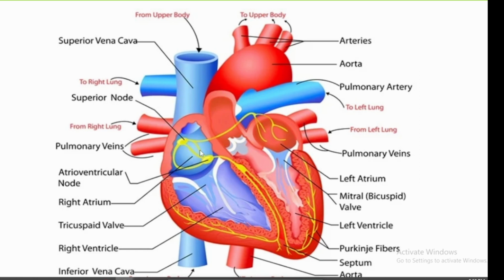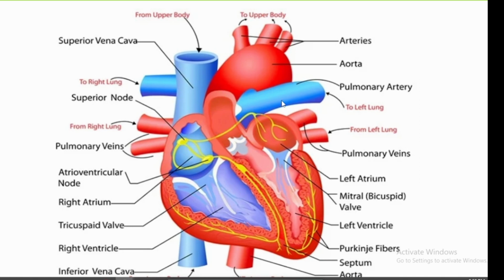Sorry guys, I'm even using my hands to show. So into the right atrium. Then on contraction of the right atrium, blood will move through the tricuspid valve, also known as the right atrioventricular valve, into the right ventricle. Now the right ventricle will contract and pump the blood through the pulmonary artery.